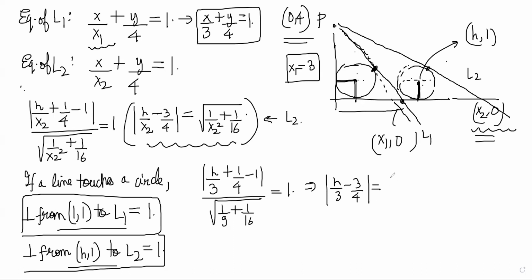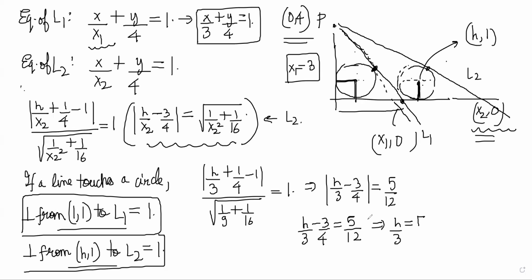So that would be 5 by 12, right? So this is coming as 5 by 12. If I solve it, h by 3 minus 3 by 4 is equal to 5 by 12. I am getting h by 3 is equal to 5 by 12 plus 3 by 4.